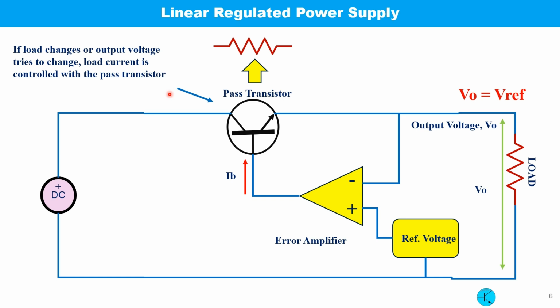In a linear regulated power supply, along with the reference voltage, we need an error amplifier and a pass transistor. The error amplifier compares the difference between the reference voltage and the output voltage and controls the current flow to the base of the pass transistor. If the voltage tries to go high, current IB goes down and vice versa. This arrangement always maintains the output voltage at the reference voltage.